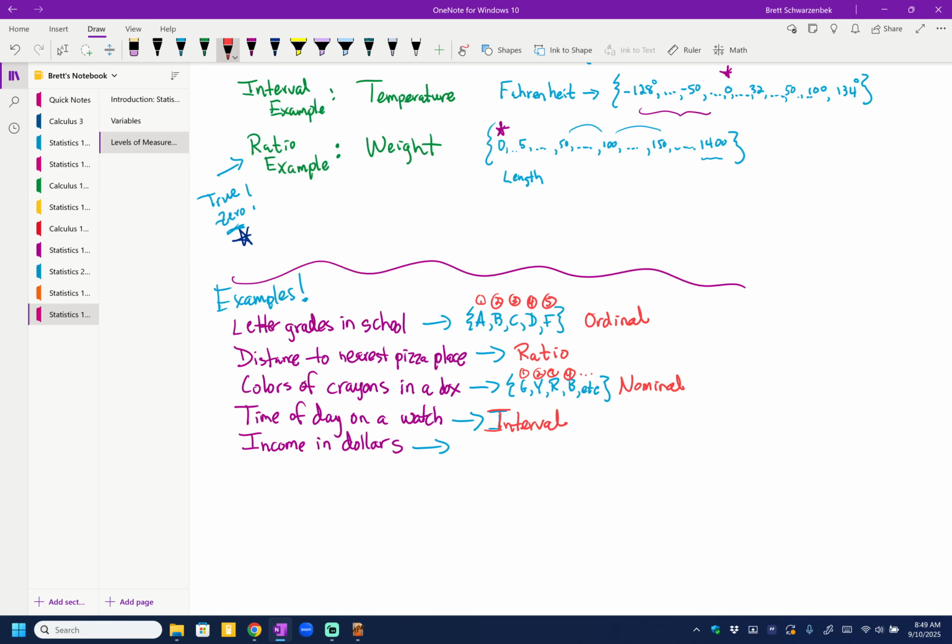What about income in dollars? Again, quantitative, which means we are interval versus ratio. Can we have 0 income in dollars? I don't think anybody wants that, but absolutely you can have 0 income in dollars. That would be if you don't have a job and you got no money coming in, which means there is an absolute 0, which means it has to be a ratio level of measurement.